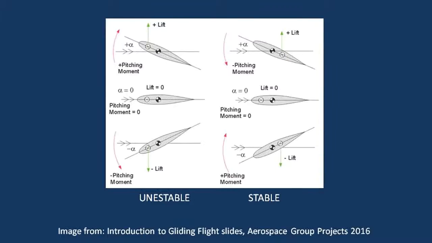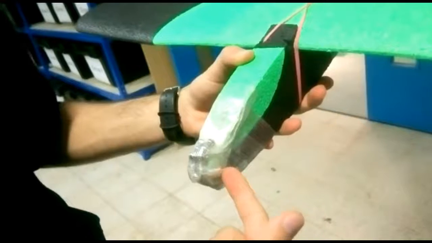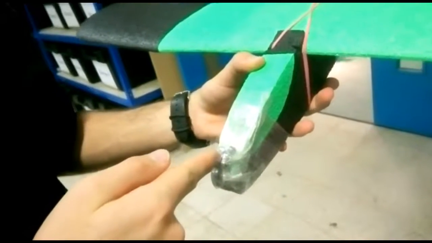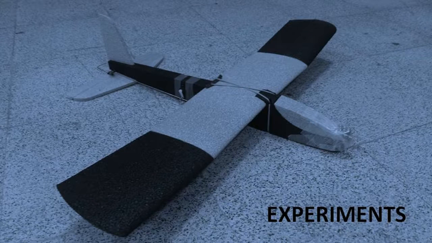Finally, to make sure our glider is stable in pitch, the center of gravity must be in front of the center of lift. This is because when the center of gravity is ahead of the center of lift, the glider is stable in pitch, while if the center of gravity is behind the center of lift, it is unstable. To achieve stable flight, we put extra mass on the nose. Now we are ready to fly our glider and observe the performance.